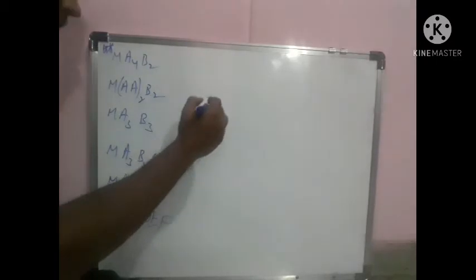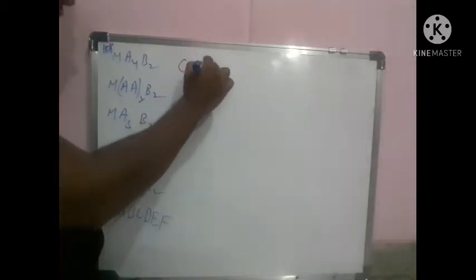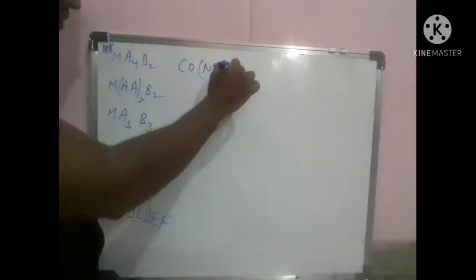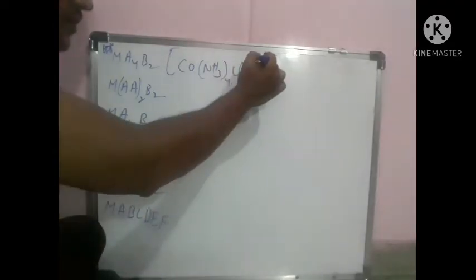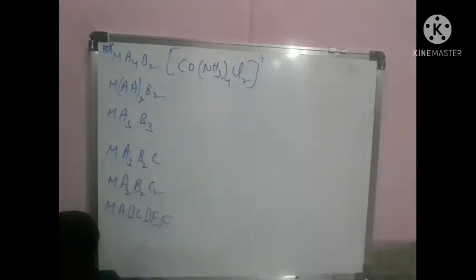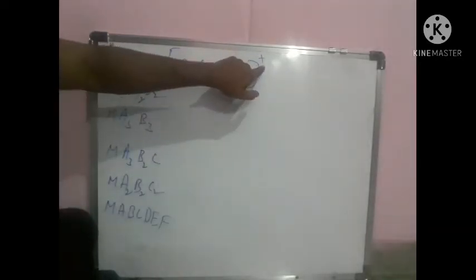First one is Ma4B2. Let us take Ma4B2. How do cis and trans arise in Ma4B2? We'll take an example: Co(NH3)4Cl2. On the coordination sphere there may be a plus or minus charge. Now this complex compound has a positive charge.